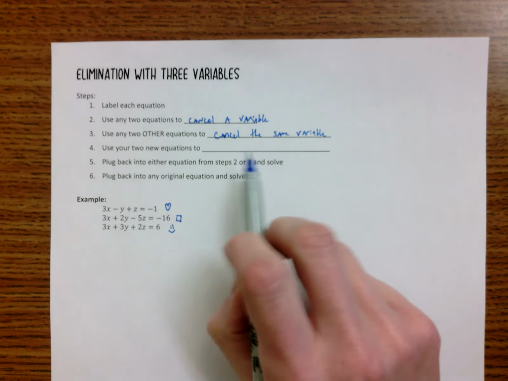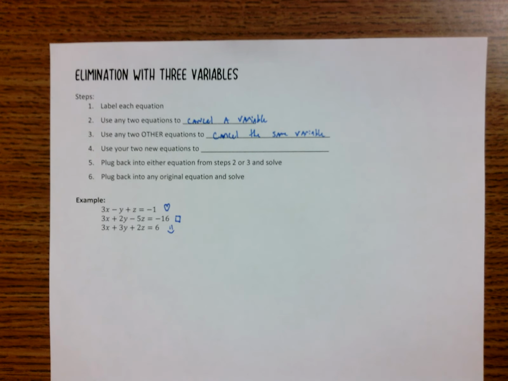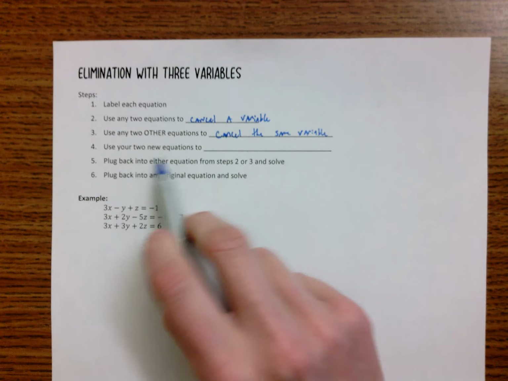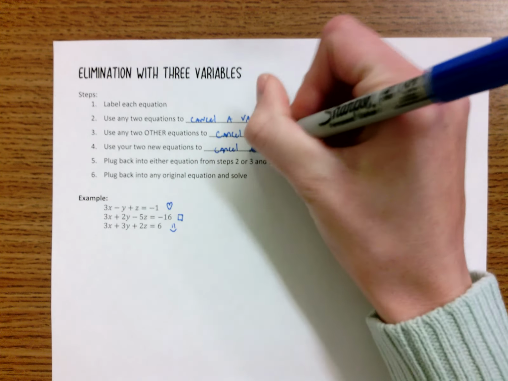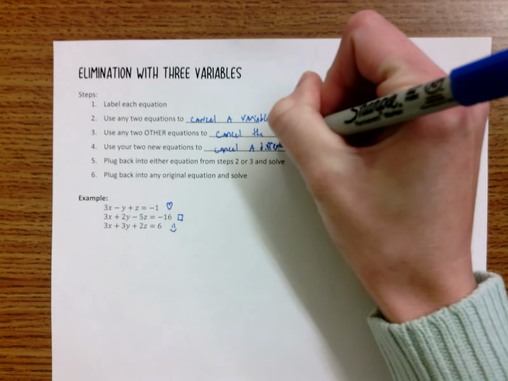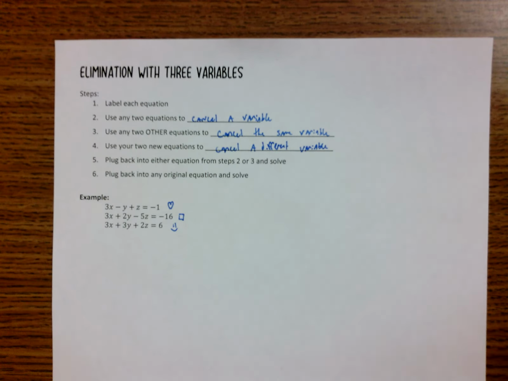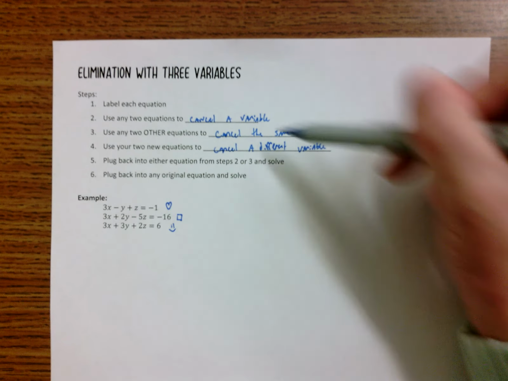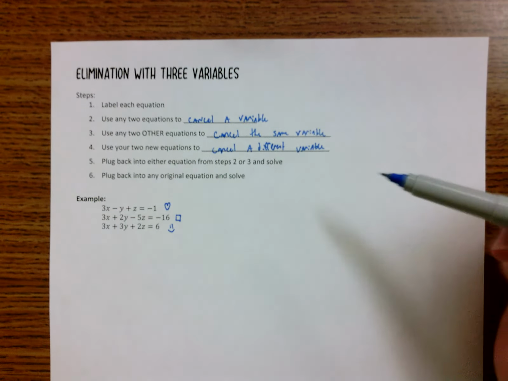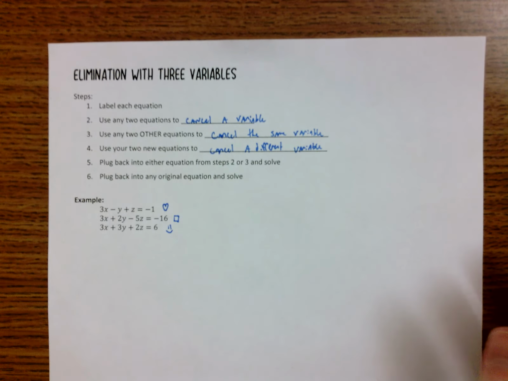Once you do that, each one of those is going to give you a new equation that only has two variables in it. You're going to use those two new equations to cancel a different variable. Then from there, you'll be able to go back and plug in. You take that answer and plug it into one of the two equations you made to figure out another variable, and then take both of those answers and plug them back into an original to find the final answer. This will make a little bit more sense as we go through it.